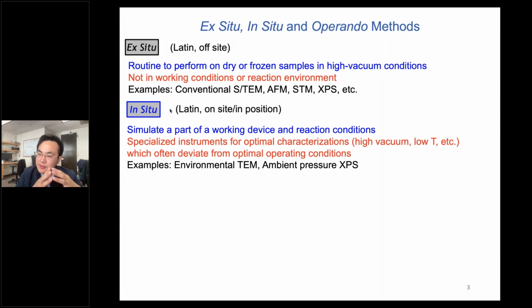In situ means on-site or in position. That is to simulate part of a working device and reaction condition. This begins to give some insight into the catalyst in operating conditions. A typical example can be environmental TEM, and ambient pressure XPS is another quite common technique you would see in the literature.